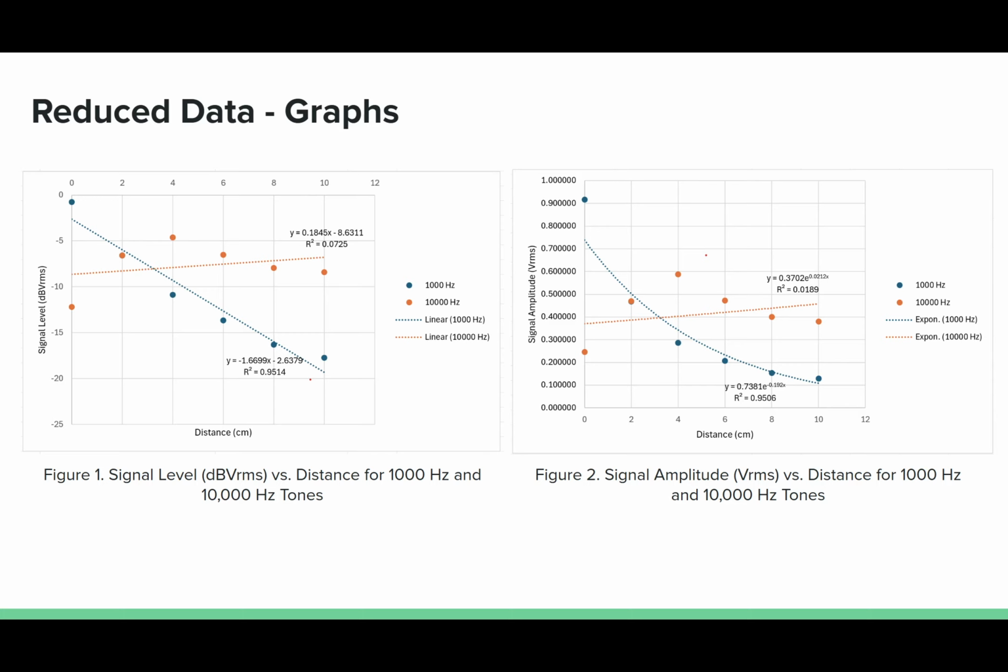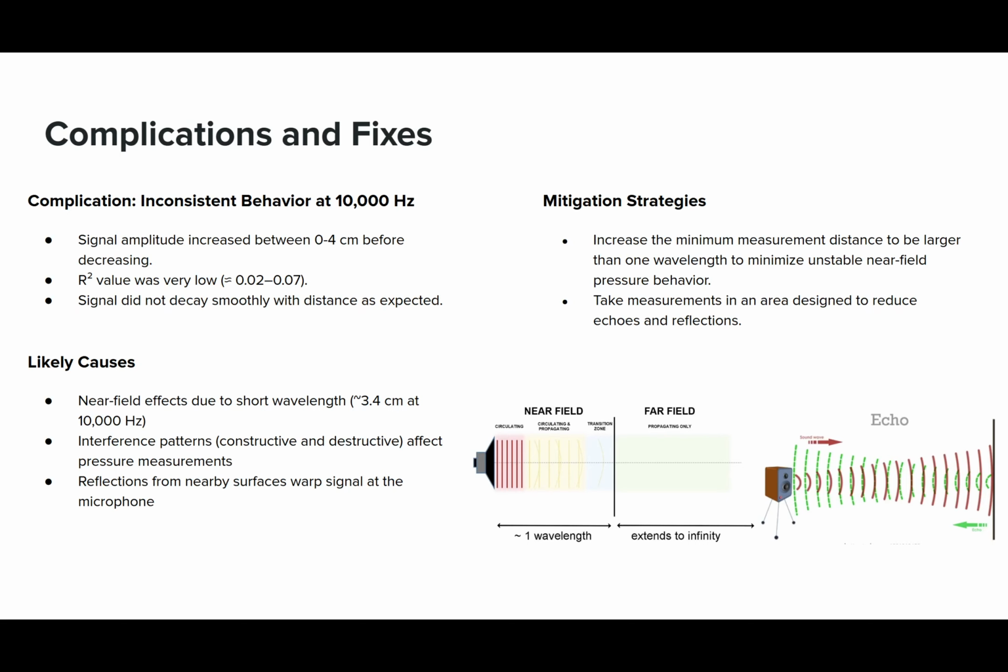1000 Hz data shows a clear linear trend, while the 10,000 Hz data fluctuates, possibly due to interference and near-field effects. Figure 2 plots the signal amplitude in VRMS versus distance, and the 1000 Hz data again shows smooth exponential decay, while the 10,000 Hz tone behaves inconsistently.